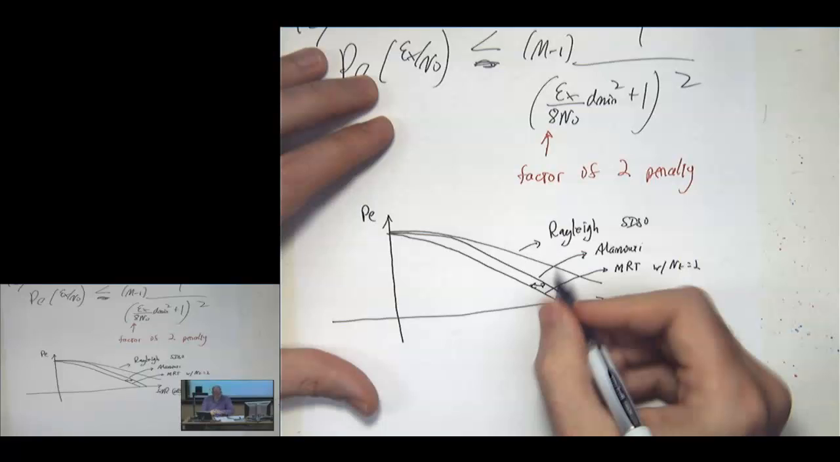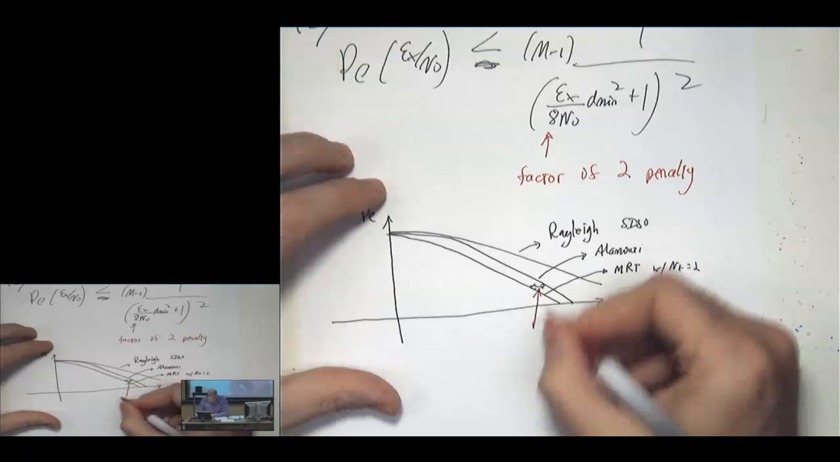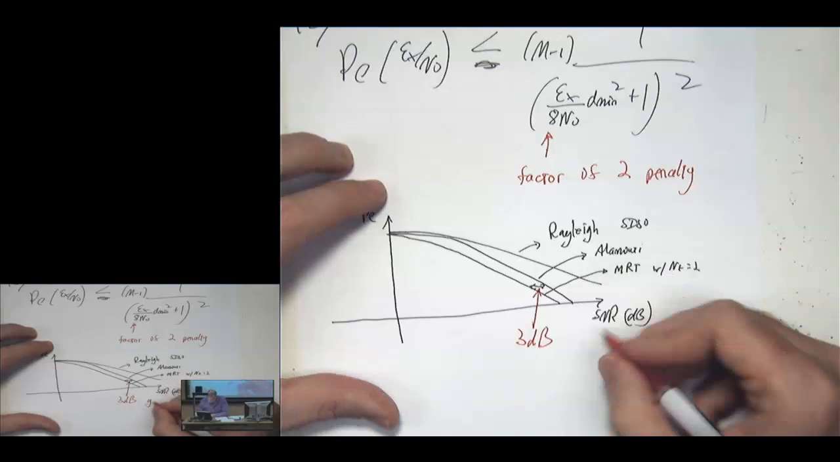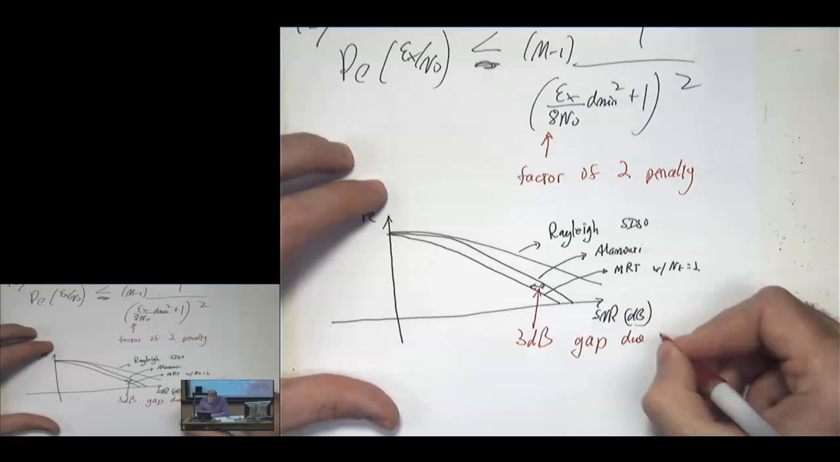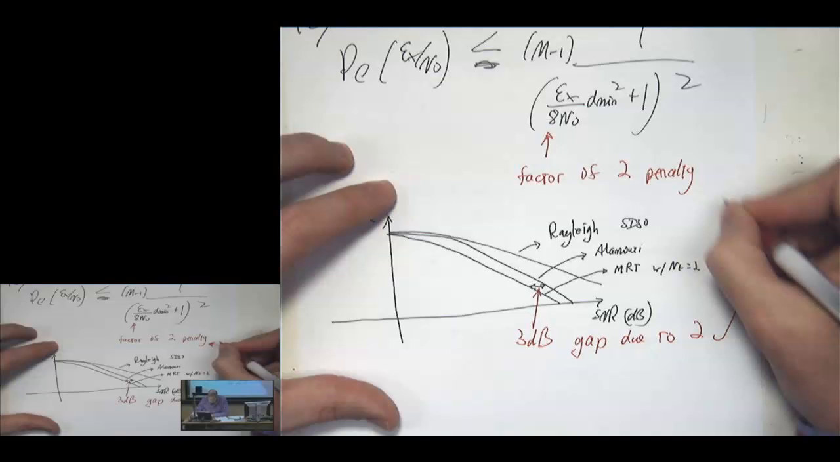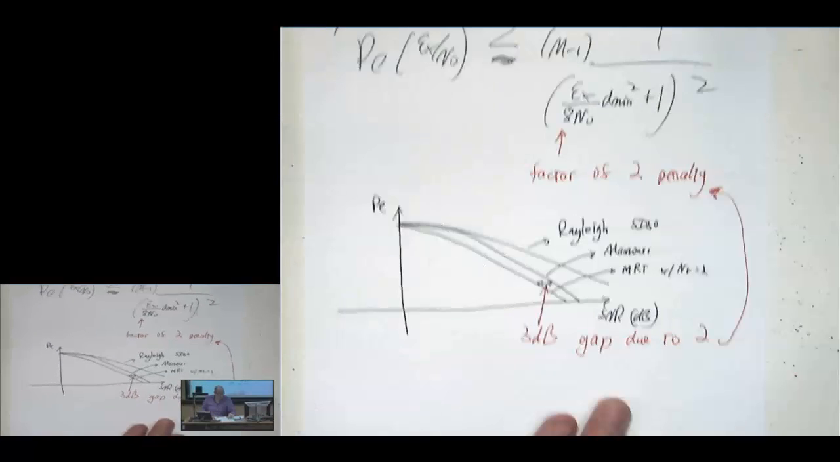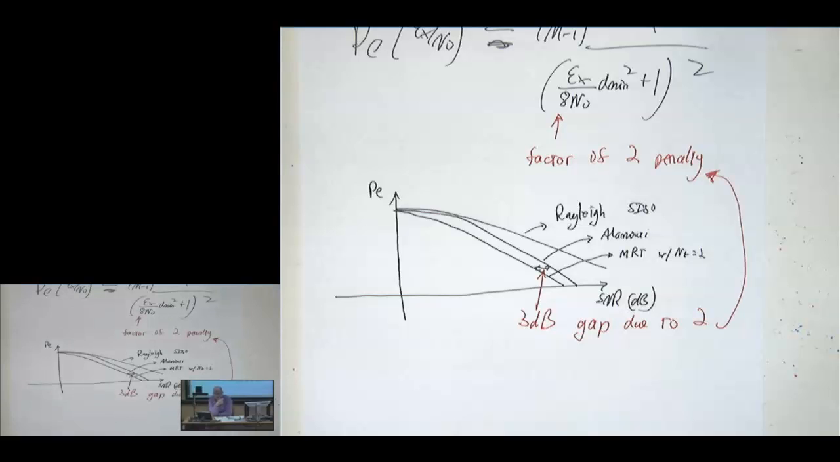And that exact gap is going to be 3 dB, because 10 log 10 of 2 is approximately 3 dB. So with the Alamouti code, you get the full diversity you can get from those 2 transmit antennas, but the penalty you pay is this 3 dB of loss.